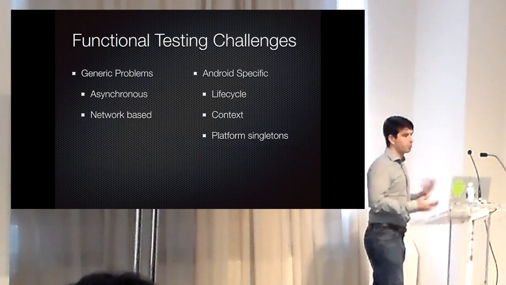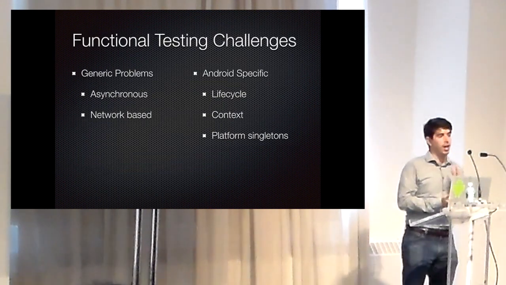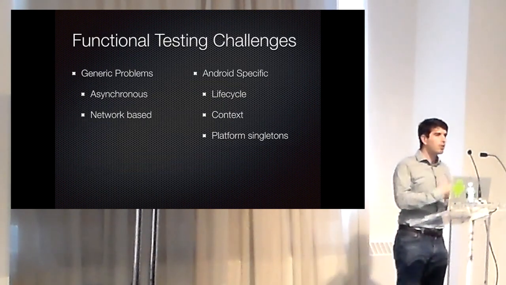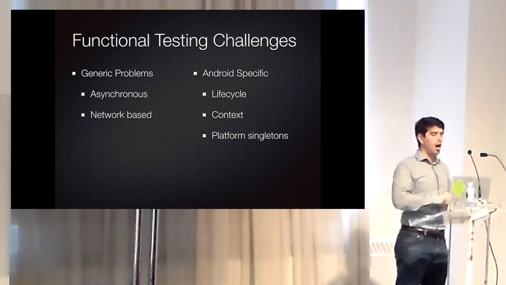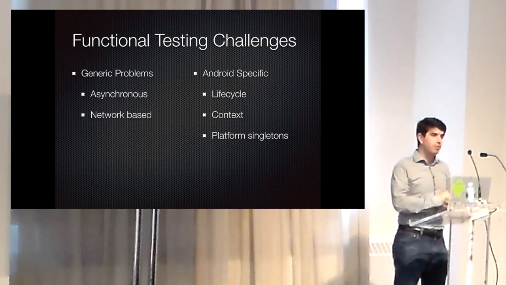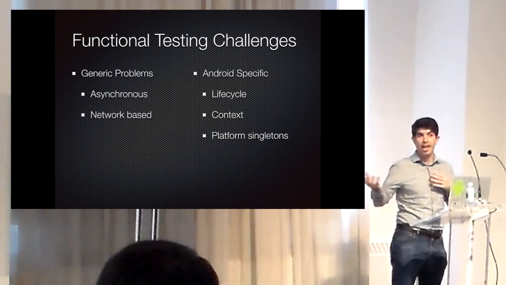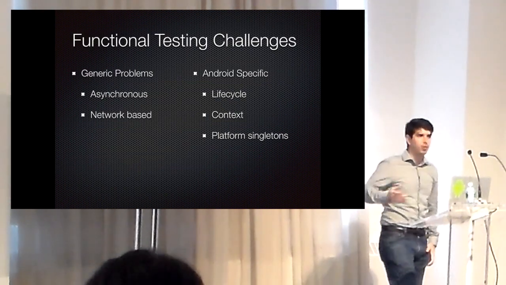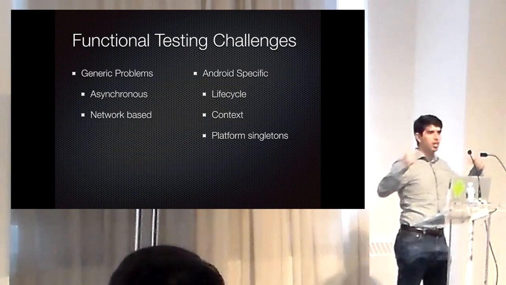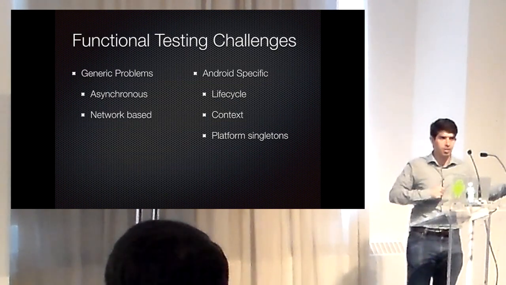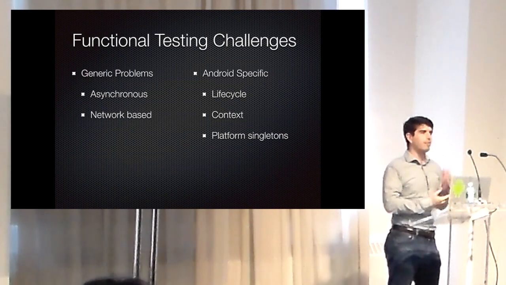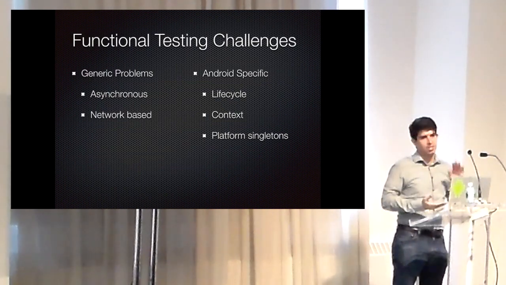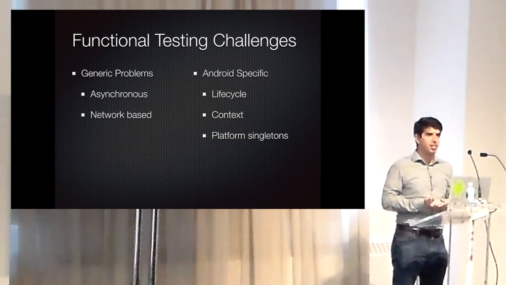So some of the generic problems on any functional test: you have the asynchronous nature of it, network calls, and any activity, and in Android specifically, you've got to deal with the life cycle. So just because you have an activity allocated doesn't mean it's ready to touch the views. You've got context to deal with, and there's the context in the test suite versus the context in the bundle that you're testing, and then the platform singletons, whether that's shared preferences, the account manager, the content providers.